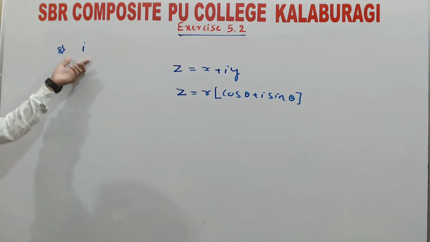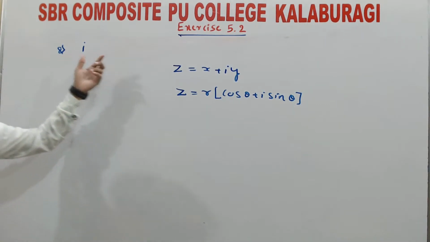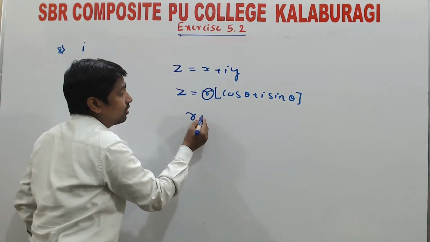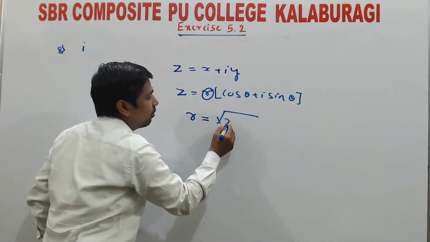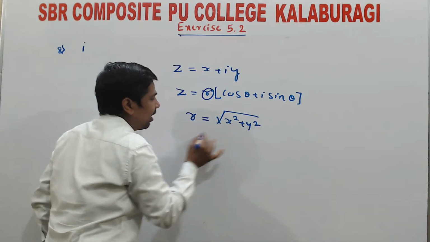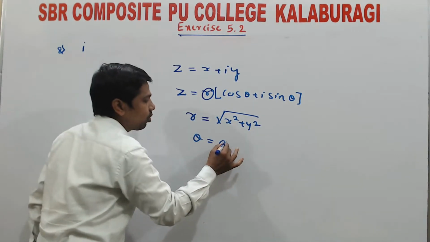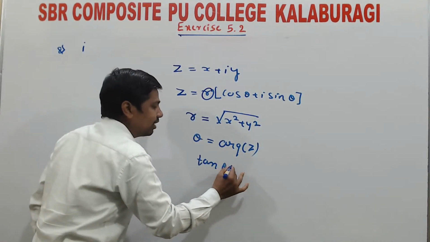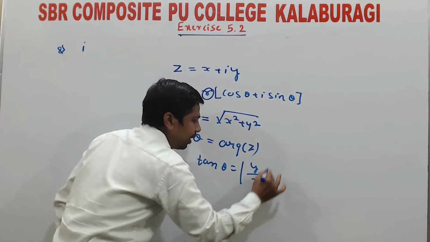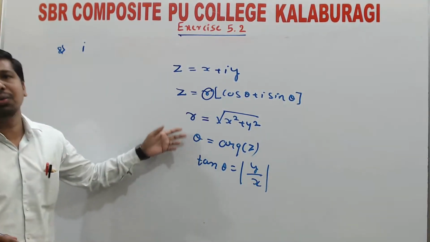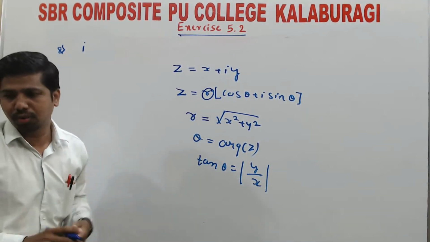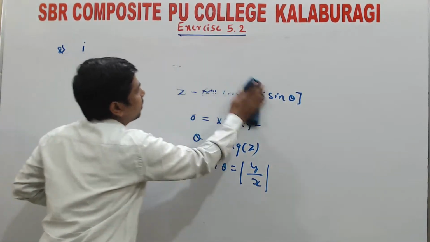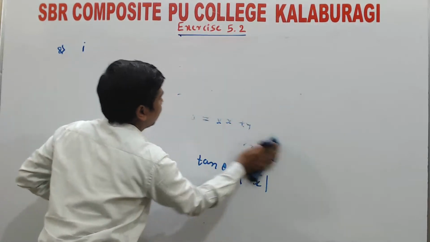So let us write this first in Cartesian form, then we will convert in terms of polar form, where the modulus r is given by root of x square plus y square, and theta, what is theta? It is called as argument of z, that is given by tan theta is equal to modulus of y by x. So based on this, we are converting a Cartesian form into polar form. So first, let us express the given complex number in Cartesian form.